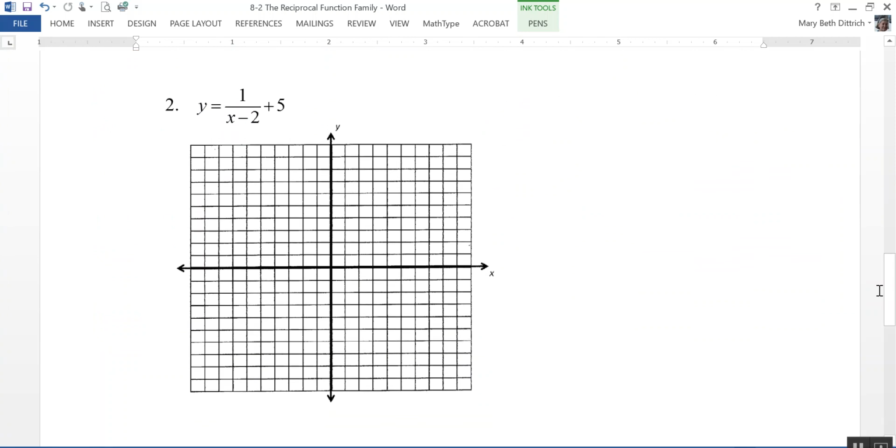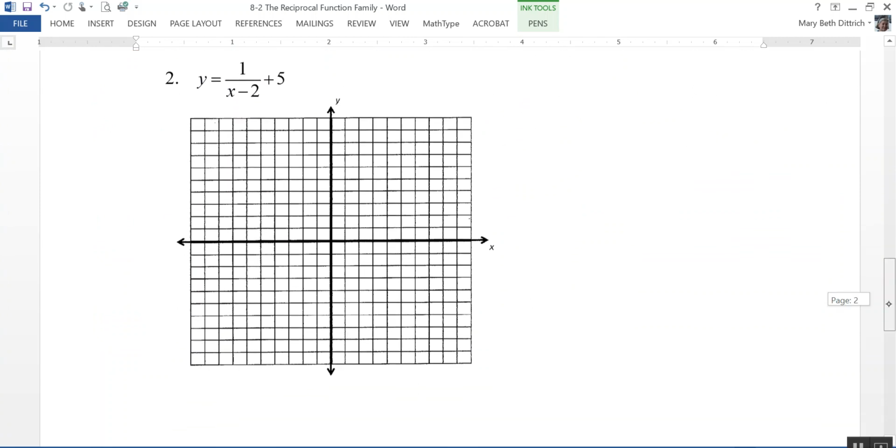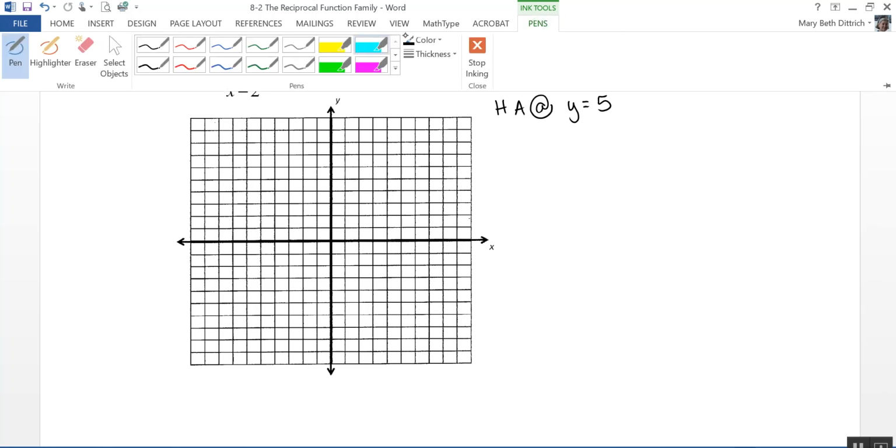Here's another example, y equals 1 over x minus 2 plus 5. I could do this as a transformation of the parent graph by moving it 2 to the right and up 5. I'm going to start with the asymptotes and identify what those are. I'm going to have a vertical asymptote at the value that makes my denominator 0, so at x equals 2, and a horizontal asymptote at y equals k, at y equals 5. I'm going to go ahead and graph those.